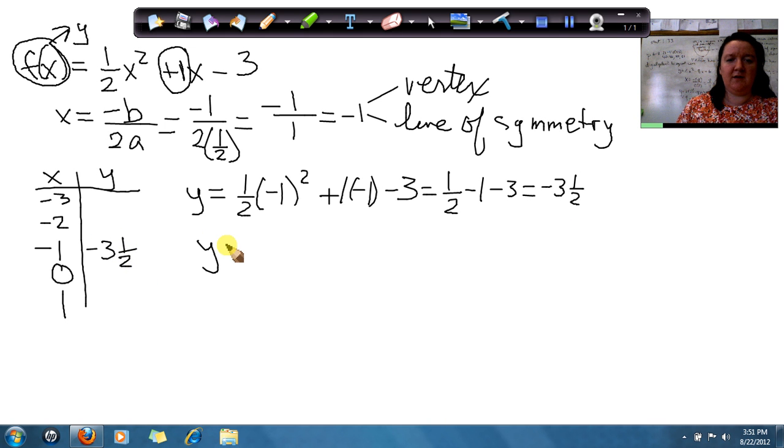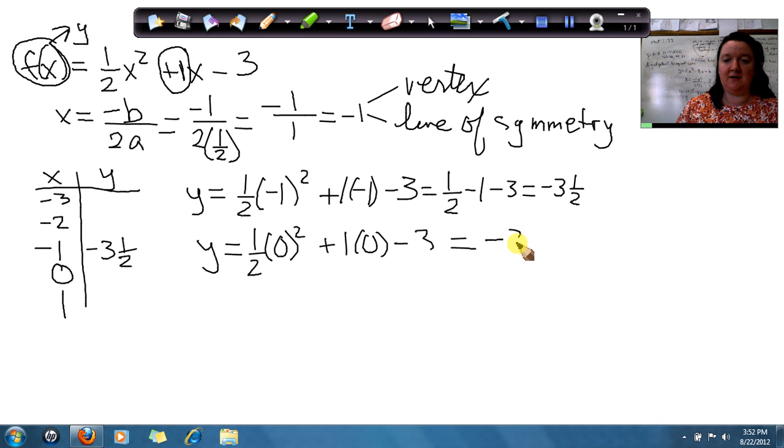Now let's look, if we take 1/2 times 0 squared plus 1 times 0 minus 3. Well, because those are all zeros, those are all going to cancel out. So that's going to give us a negative 3. We're going to plug that in here. And we know that the negative 2 is also going to give us a negative 3 because that's symmetric.